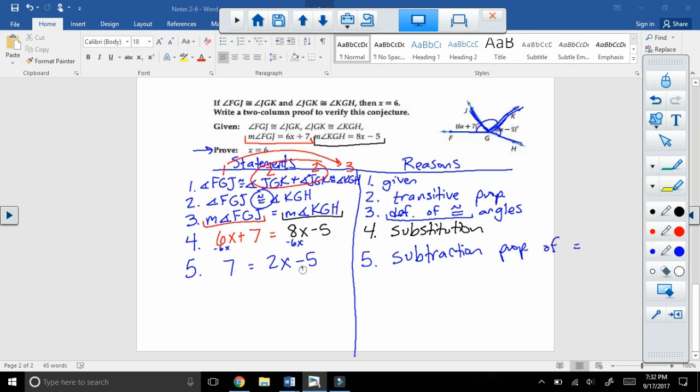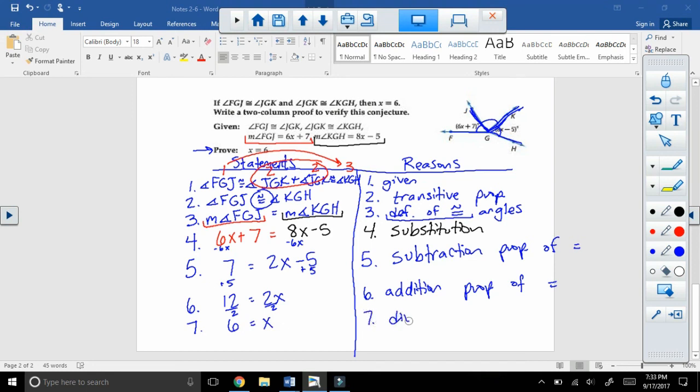The next thing I'm going to do is I'm going to add 5 to each side. So step 6 would be 12 equals 2x. And I use the addition property of equality. I know that sometimes you guys, when you're just solving these algebraically, you do those things as one step, and I do that sometimes too. I'm going to ask that you write them separately like I did here, so we can give a reason for each one. Okay, then I'm going to divide each side by 2, so I have 6 equal to x.